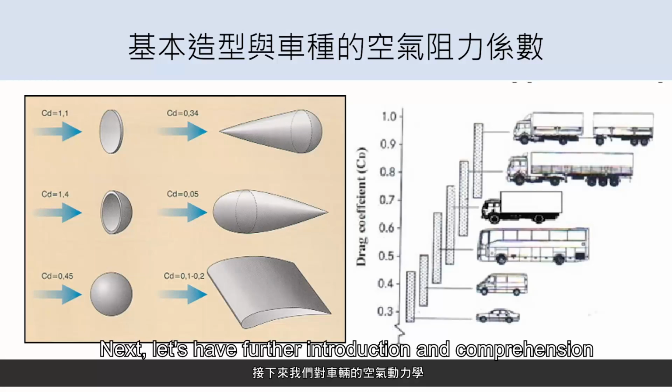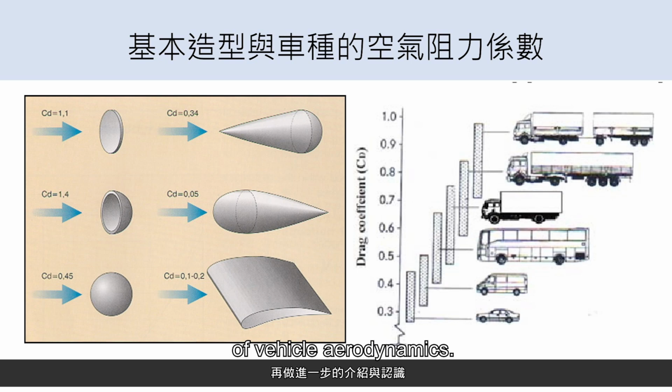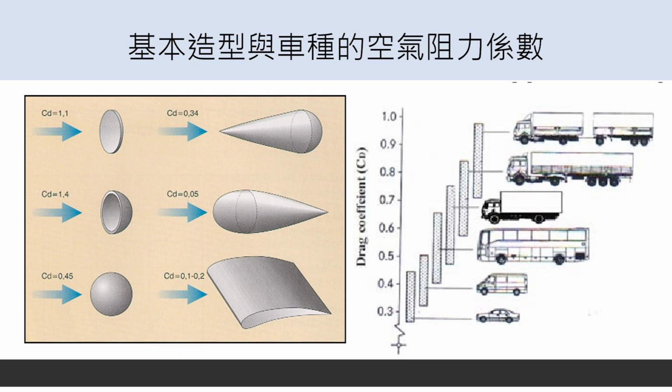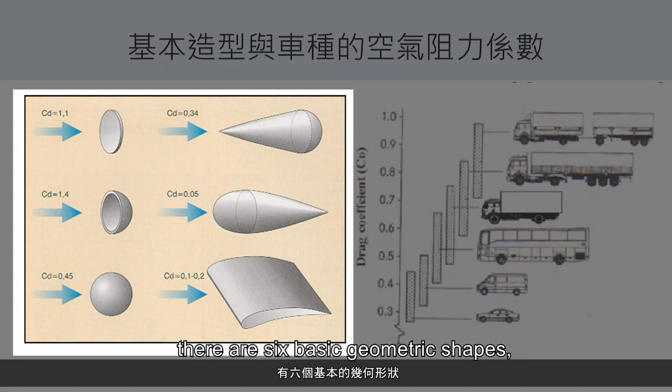Next, let's have further introduction and comprehension of vehicle aerodynamics. First, let's introduce the concept called drag coefficient. The higher the drag coefficient, the greater the affecting force of the airflow passing through, the greater the traction force. For example, on the bottom left picture, there are 6 basic geometric shapes, and the drag coefficient on each geometric shape passing through airflow is different.